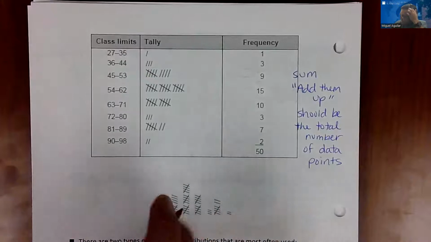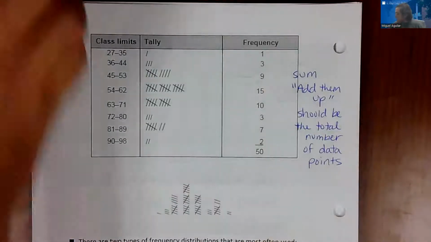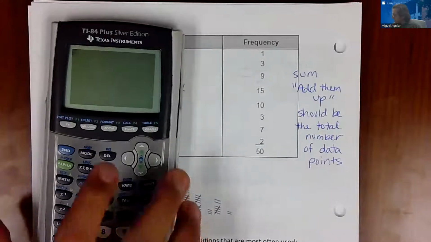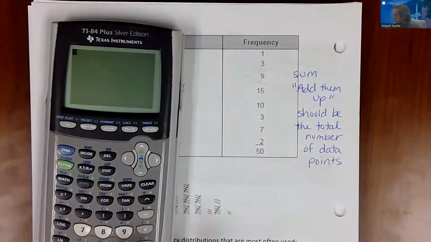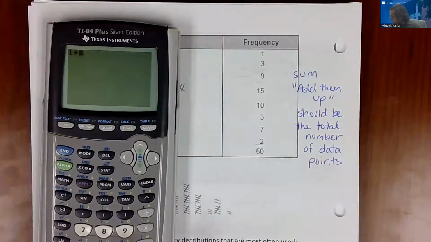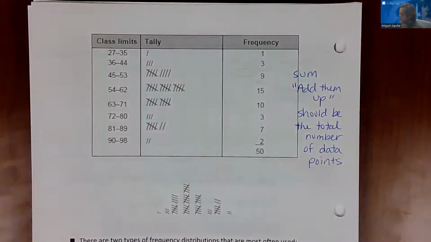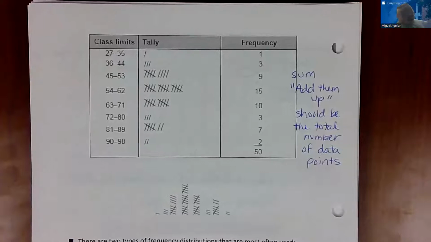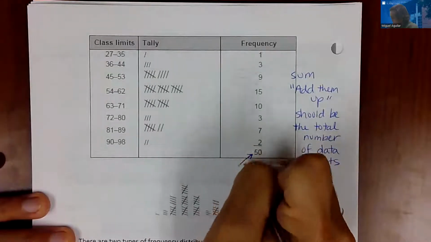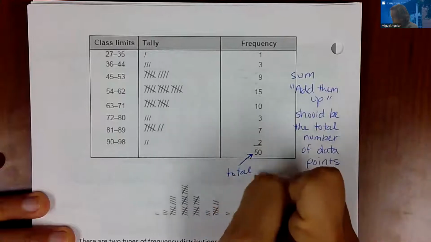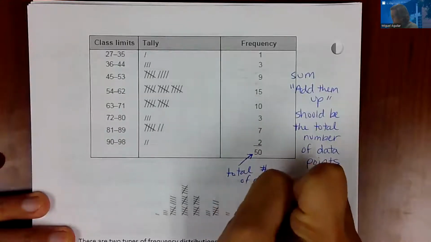Okay. So if we just double check this, right? According to this frequency table, if we have 1 plus 3 plus 9 plus 15 plus 10 plus 3 plus 7 plus 2, and I think that's everything, we should get 50. Okay. So this right here is going to be the total number of data points.